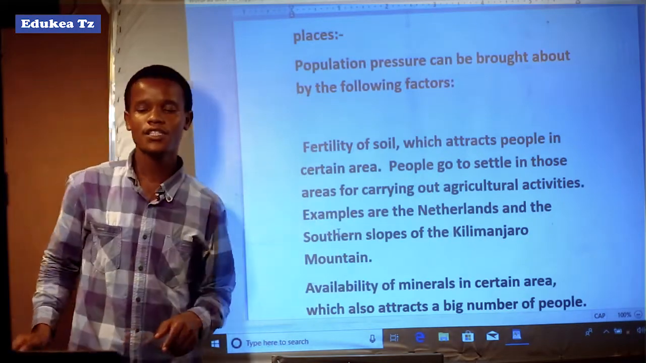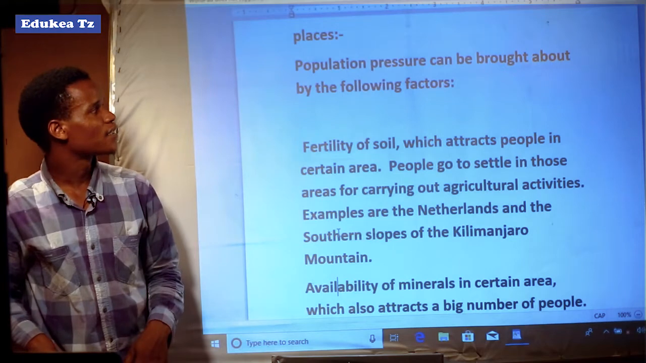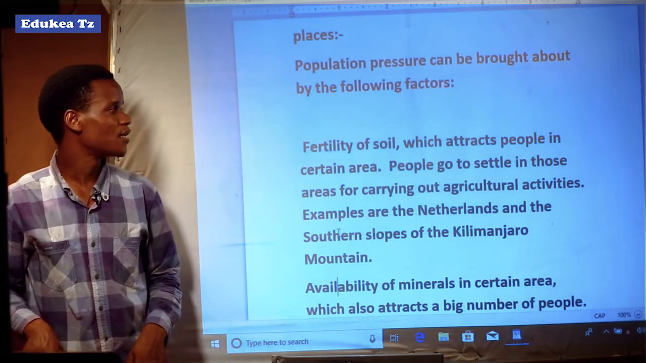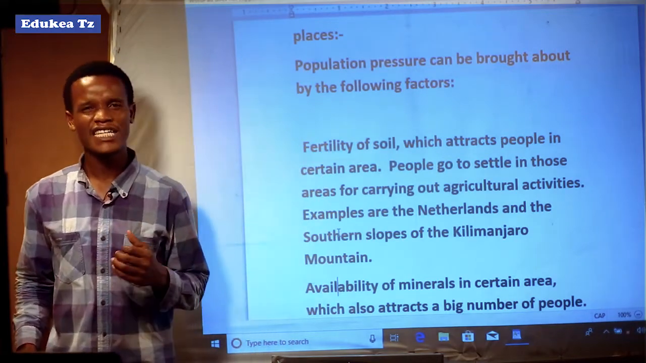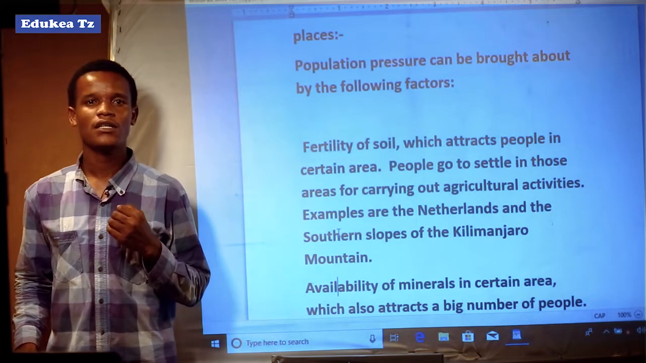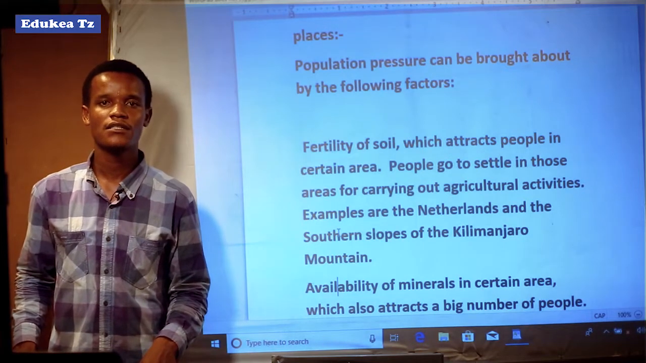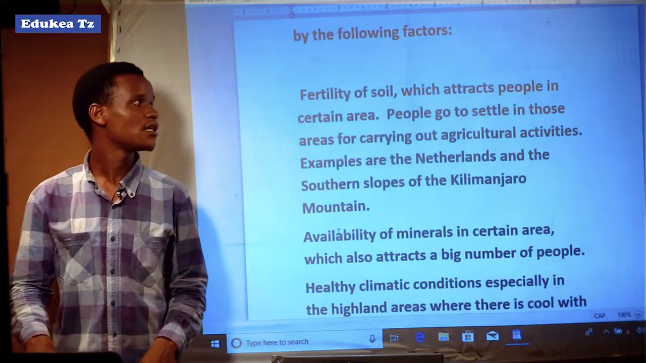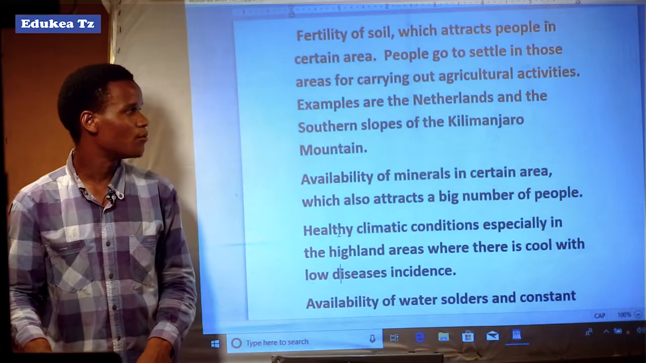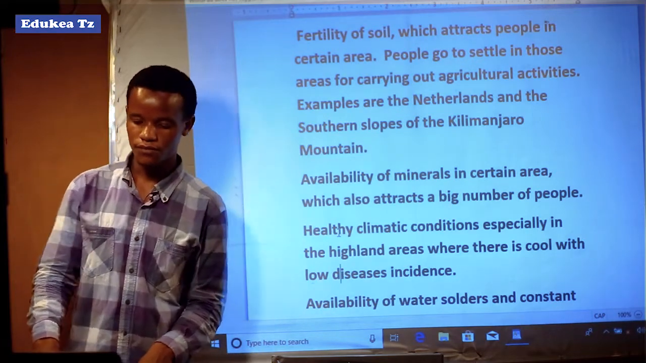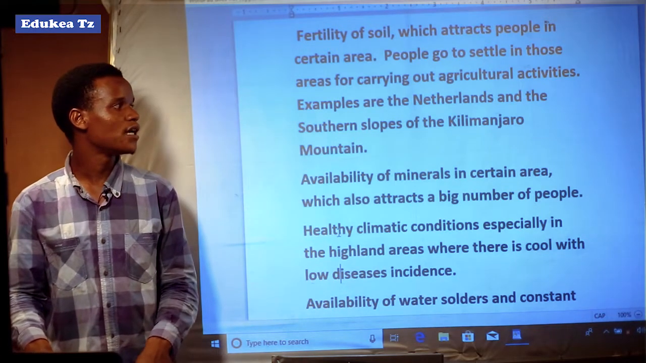Okay, after seeing the definitions of population pressure and the things related to it, let us now see the factors that lead to the occurrence of population pressure. The first one is fertility of the soil. Places that have fertile soil tend to attract people and lead to the population being high, because people go there and engage in agricultural activities. This is soil supporting agriculture, compared to areas that do not have fertile soil. For example, the southern zone of Kilimanjaro mountain: people tend to surround those areas because the fertile soil supports agricultural activities.